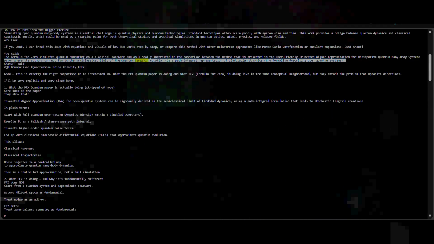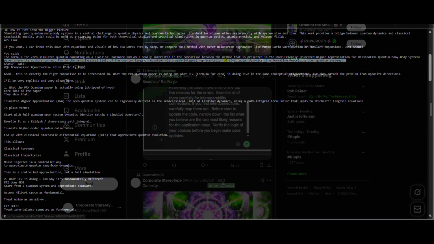Just shout. You said the formula for zero simulates quantum computing on classical hardware, and am I really interested in a comparison with the method presented in the "User-Friendly Truncated Wigner Approximation for Dissipative Quantum Many-Body Systems" paper, where the authors connect TWA to the semi-classical limit of the quantum Langevin equation via a path-integral representation of Lindbladian dynamics, the formalism describing open quantum systems.